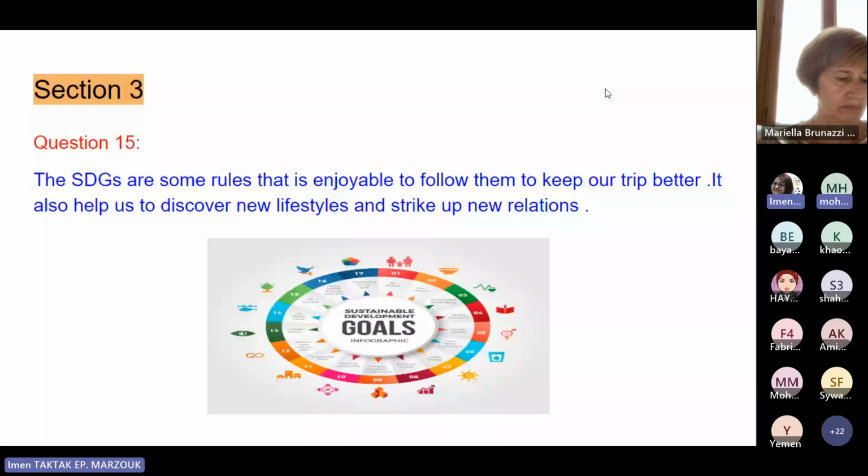You are section 3, question 15. Yes, the SDGs are some rules that are enjoyable to follow to keep our trip better. They also help us to discover new lifestyles and strike up new relations.